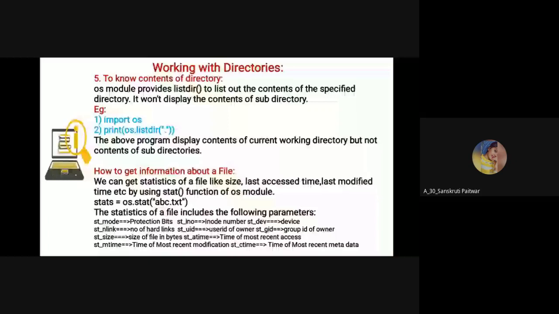So what statistics will be displayed? Mode, the protection bits, inode number, device, then number of hard links, user ID, group owner. All this information will get displayed. You can see this information related to the file. You have learned this in file systems in operating systems, so you know what inode number, protection bits, group ID, and user ID are. Likewise, information will get displayed if you use the stat function on any file.